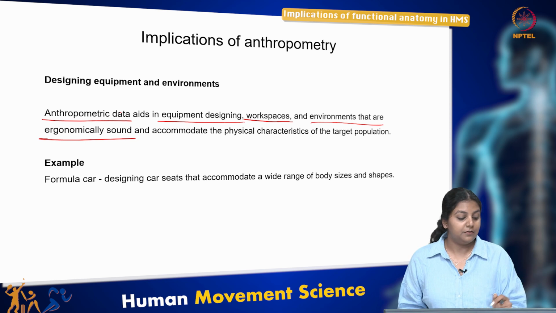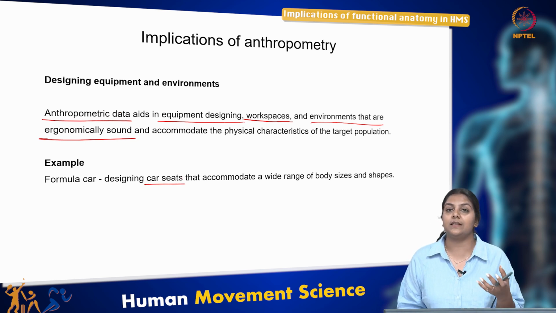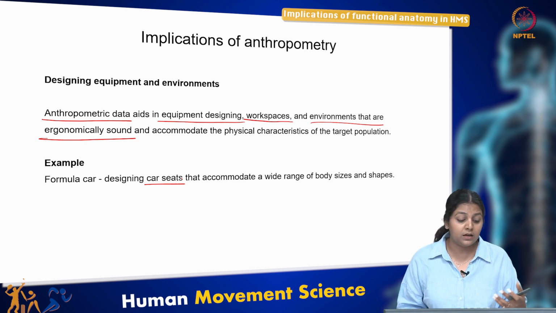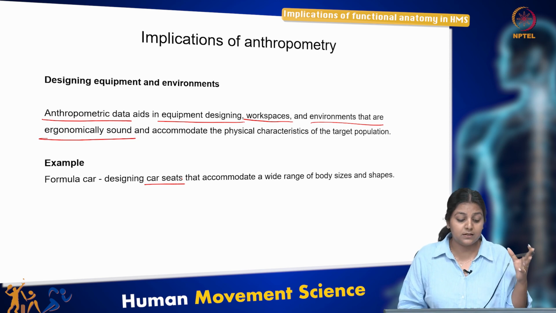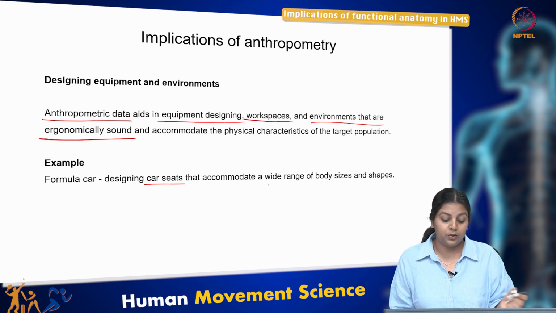So for example, Formula 1 cars. Car designing, as we've looked at right now, means designing car seats that accommodate a wide range of body sizes and shapes. So if you're a petite person, or if you're a tall person, if you have wide hips, or have a different shoulder span, your customized car seats would be made according to your measurements to accommodate them.